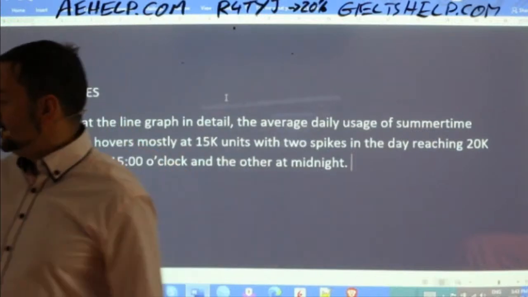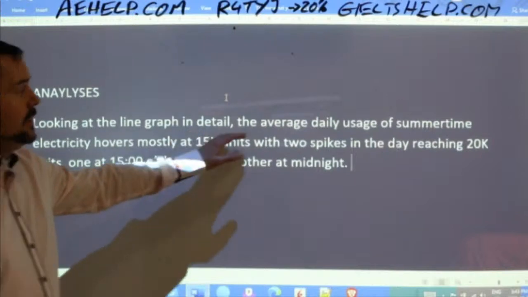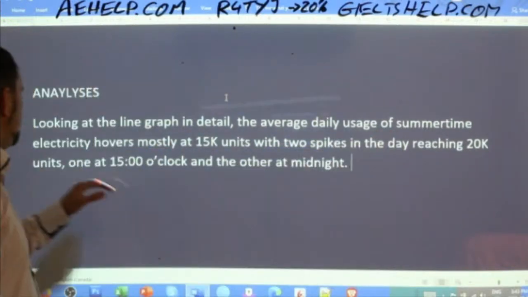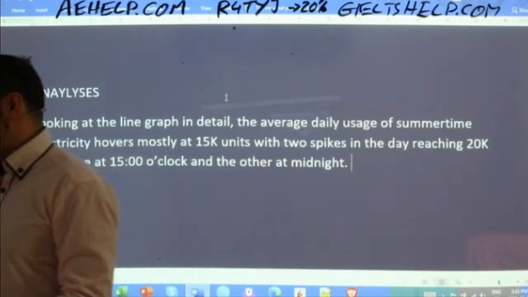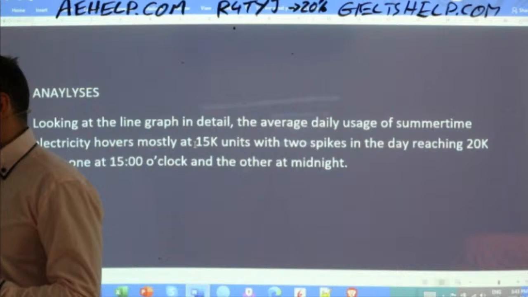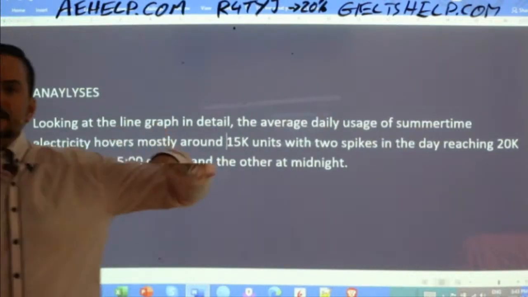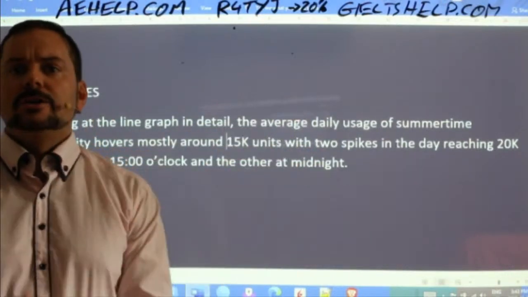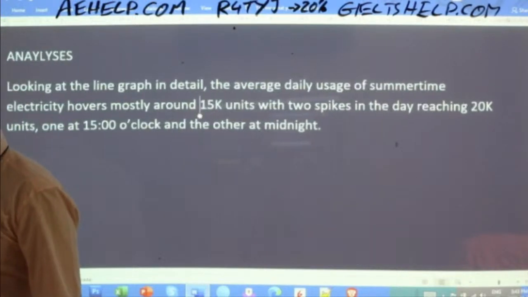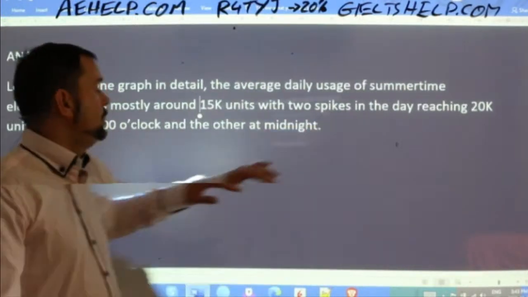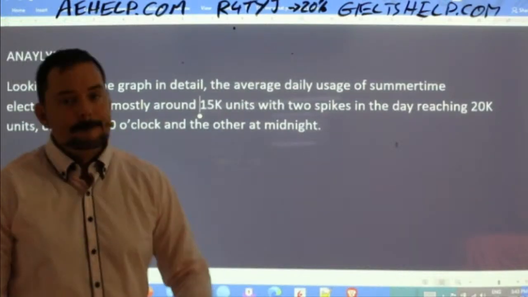All right. This is what I have. So I kept it fairly simple. Looking at the line graph in detail, the average daily usage of summertime electricity hovers mostly at 15,000 units. If I want to be even more accurate, I can say mostly around. Hovers means it stays kind of close to that line. So hovers mostly around 15,000 units with two spikes in the day reaching 20,000 units, one at 15 o'clock and the other at midnight.